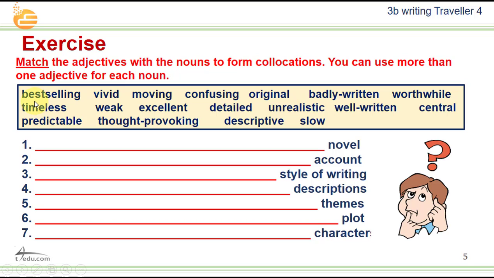So the adjectives are best-selling, vivid, moving, confusing, original, badly written, worthwhile, timeless, weak, excellent, detailed, unrealistic, well-written, central, predictable, thought-provoking, descriptive, and slow. And the nouns are novel, account, style of writing, descriptions, themes, plot, character.